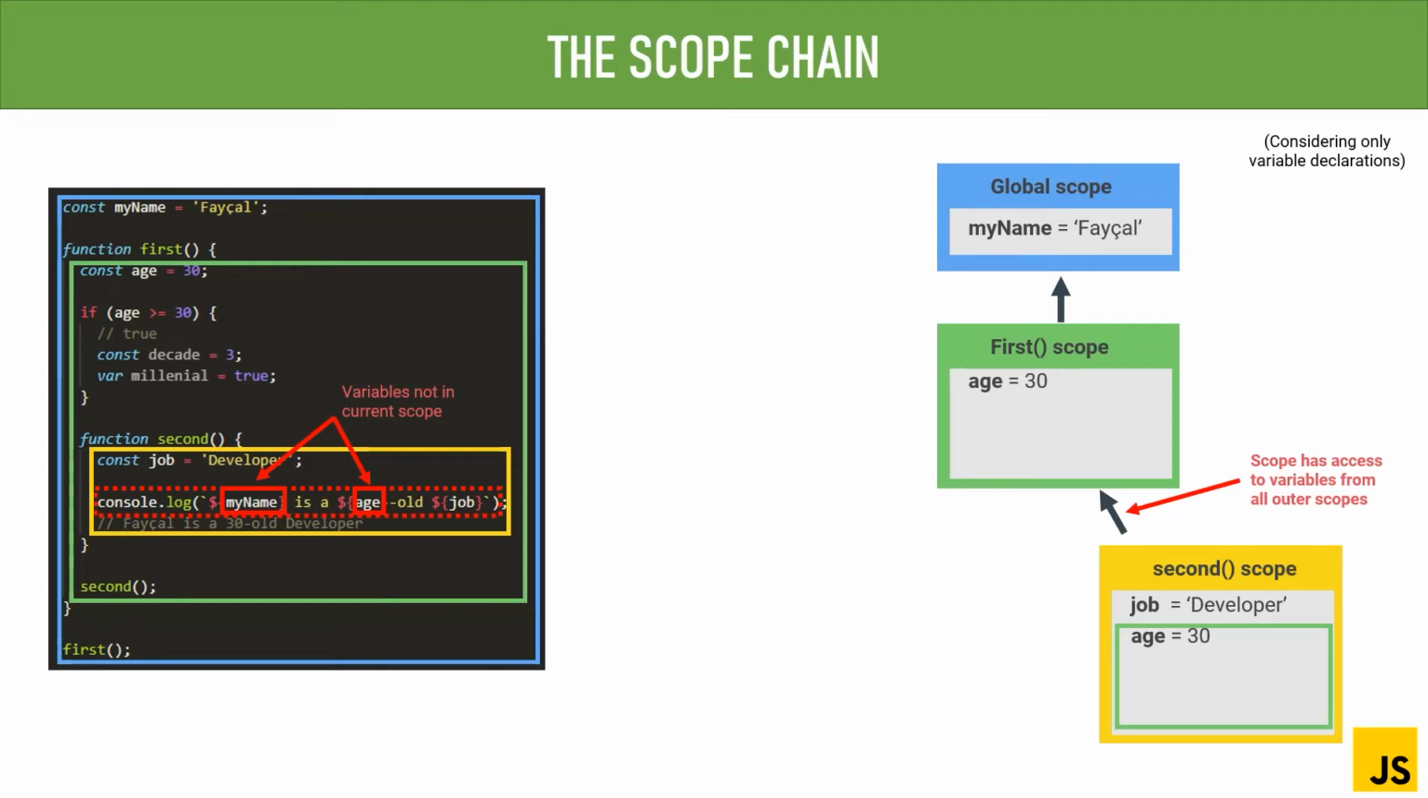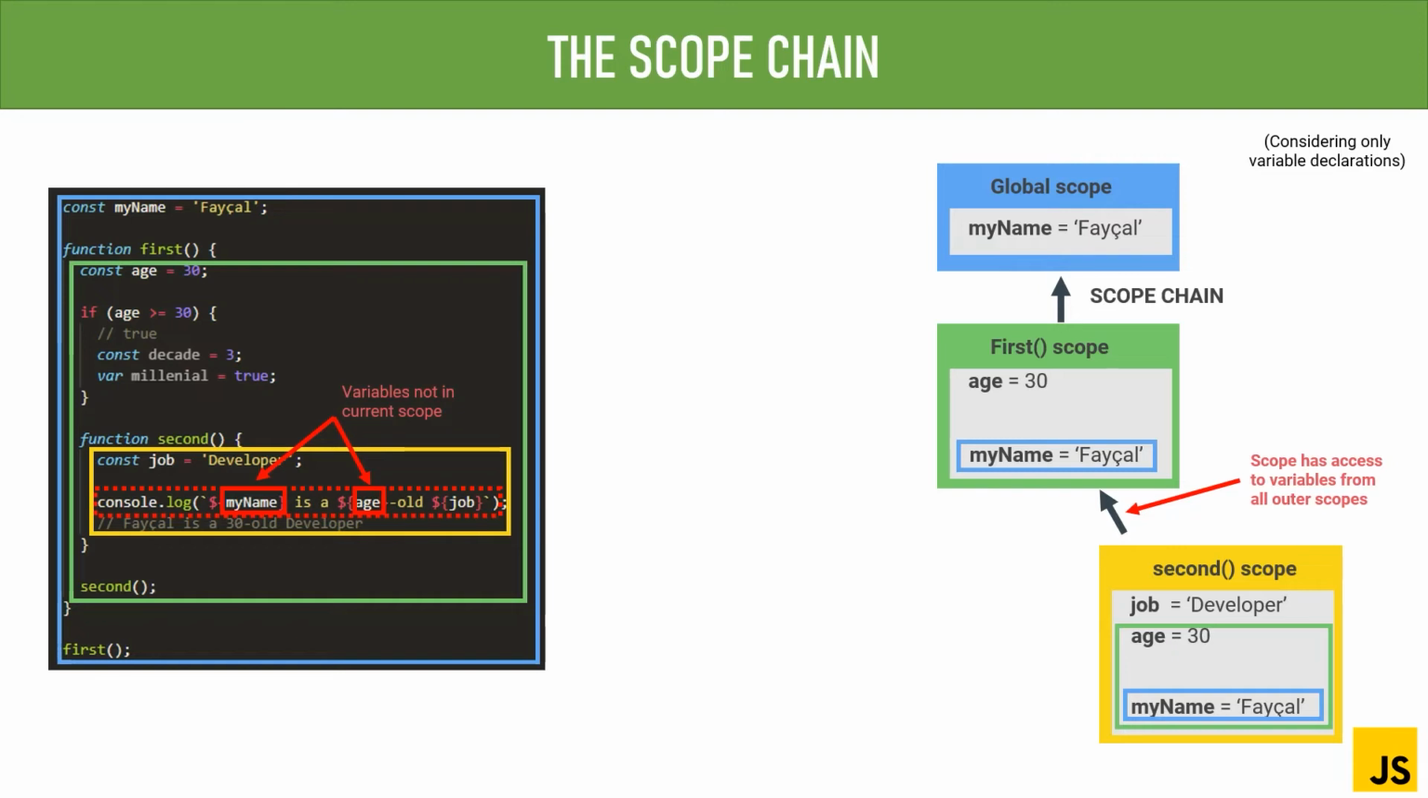Of course, this also means that the first scope can access variables that are in the global scope, because that is the parent scope. And as a consequence, the second scope will then also be able to access the myName variable from the global scope, because it has access to the variables from the first scope. And by the way, all this also applies to function arguments, but in this example, we just don't have any. And this is essentially how the scope chain works.